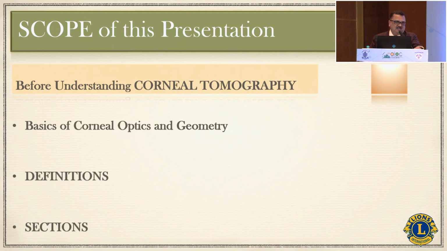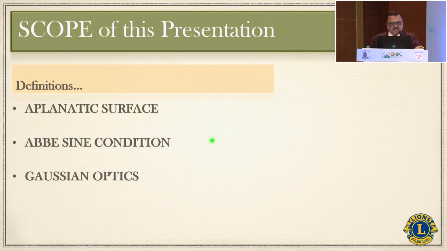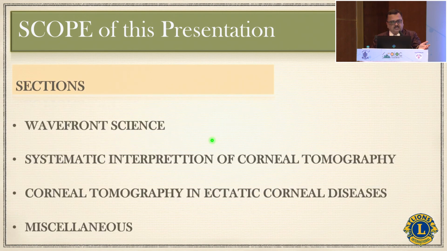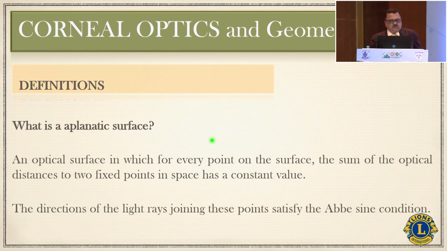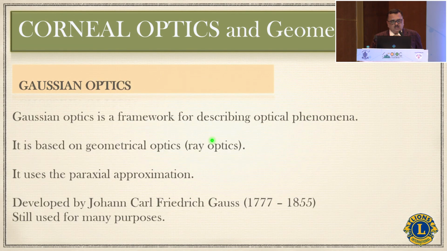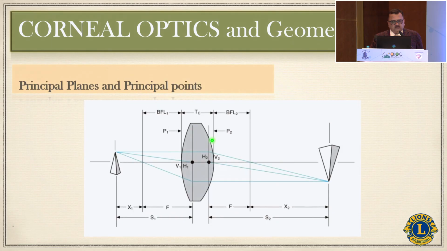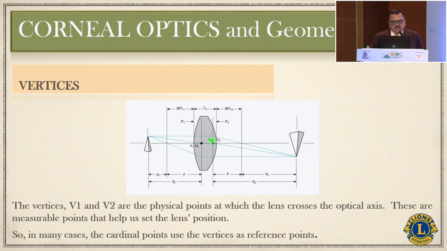So, topography is the study of the anterior surface. Tomography is the study of the anterior, posterior and the corneal stroma. I'll be very brief. I'll be skipping the corneal optics, geometry and definitions, cardinal points, axis. I'll straight away go to the practical part, because of the paucity of time.